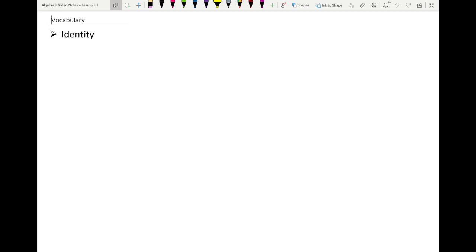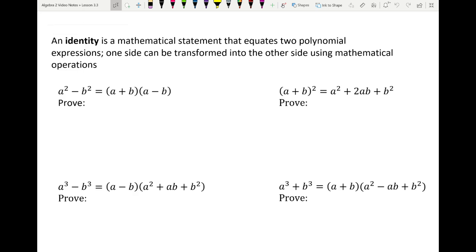So the vocab for this lesson is just knowing what an identity is, or a polynomial identity. An identity is a mathematical statement that equates two polynomial expressions. One side of this statement can be transformed into the other side using mathematical operations. So the following four represent identities that will be used in this lesson.